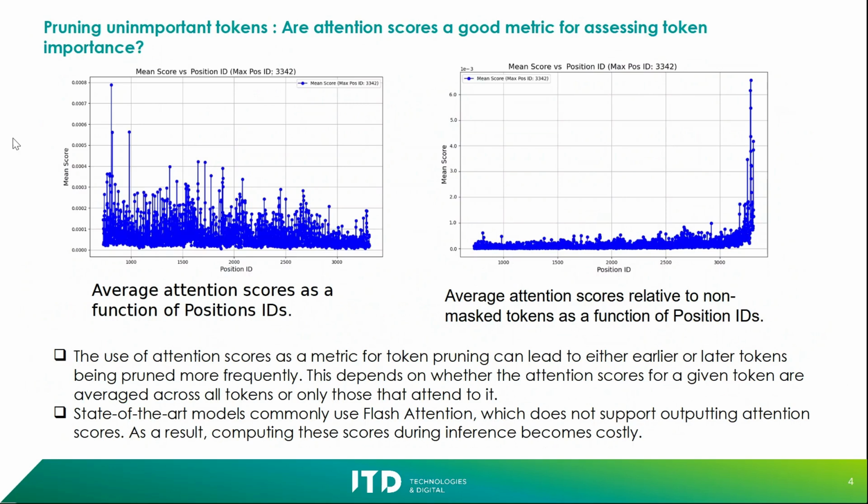To be able to prune unimportant tokens, we need a metric that tells us how good a visual token is. A straightforward solution is using the average attention scores. But actually, the average of attention scores suffers from positional bias. As we can see on the figures here, when computed relative to all tokens, it favors earlier tokens, and when computed relative to no-masked tokens, it favors later tokens. However, we want our metric to only rely on the importance of the information each visual token holds. In addition to this, state-of-the-art models use flash attention, which does not support outputting attention scores. And thus, recomputing these scores will be necessary, which adds a non-negligible computational cost.